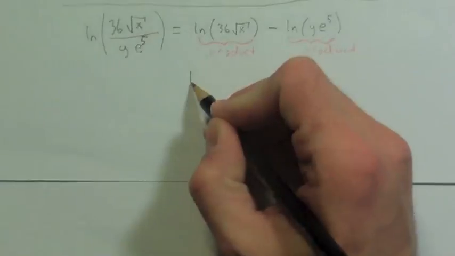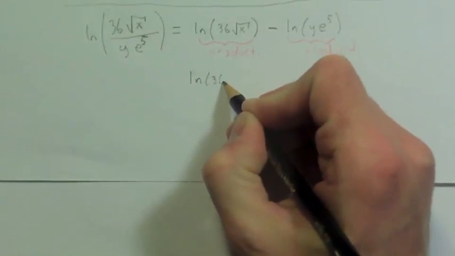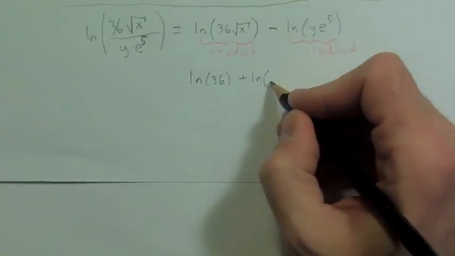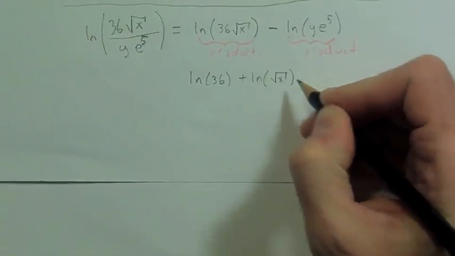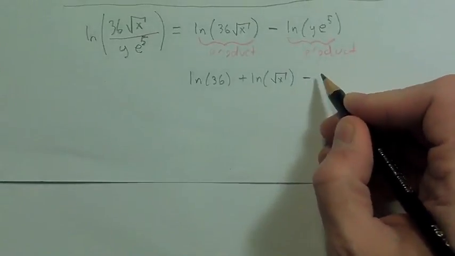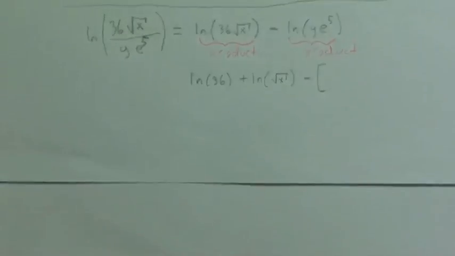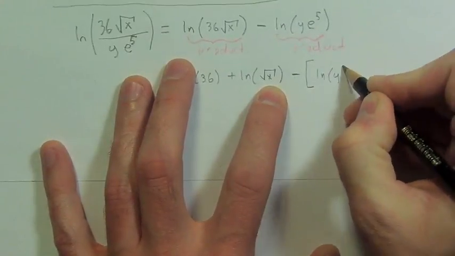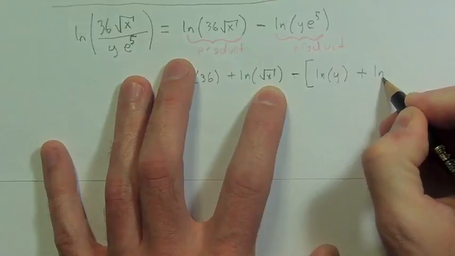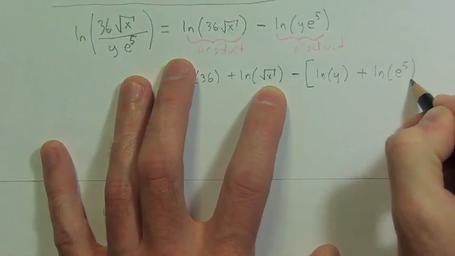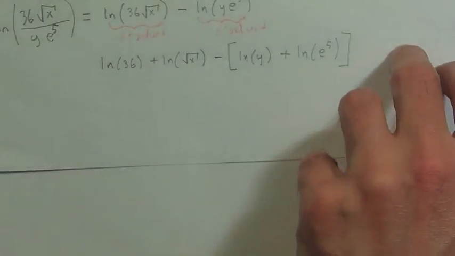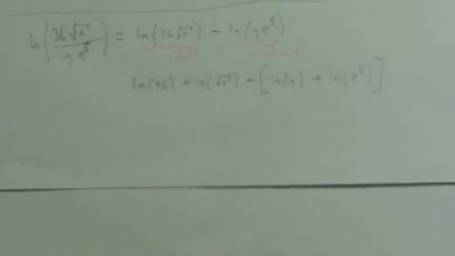So I'm going to say this is the natural log of 36 plus the natural log of the square root of x. Now this will be minus, and I'm going to put brackets because it's going to be minus the entire thing, but it will be minus natural log of y plus natural log of e to the fifth. If we focus, we can see where we're at now.